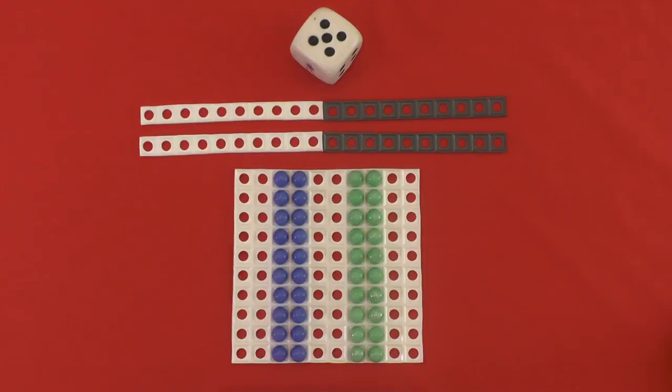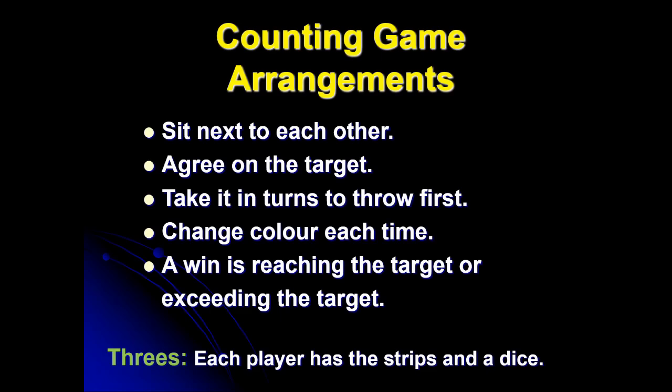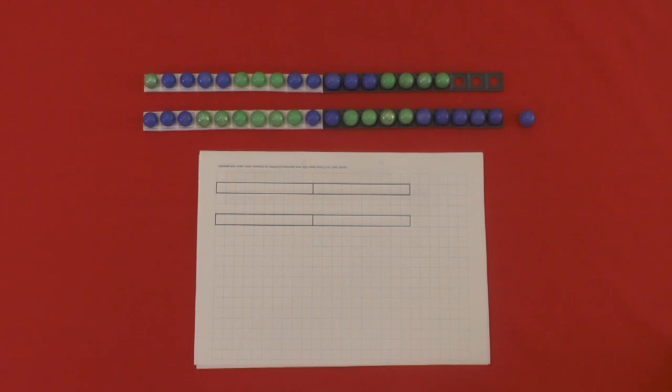I use the straightforward game as an introduction or, as in this case, a reminder. Here is the setup. That is a target of 20 with the 1 to 6 spotty dice. Go to video 4, counting games with marbles and dice, for a full explanation. As a reminder, here are the arrangements which should be followed. The first person to fill or overfill their own strip is the winner. I recommend that the children play this game a few times. Here is a typical game.